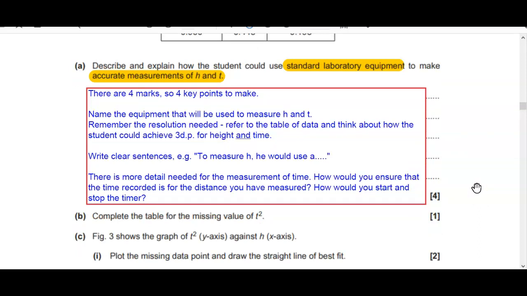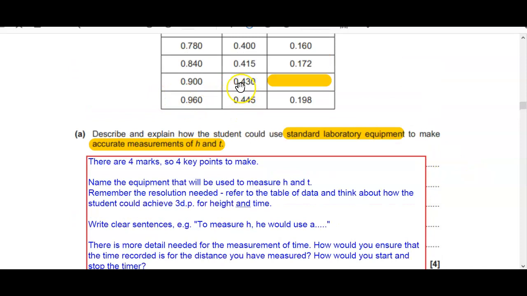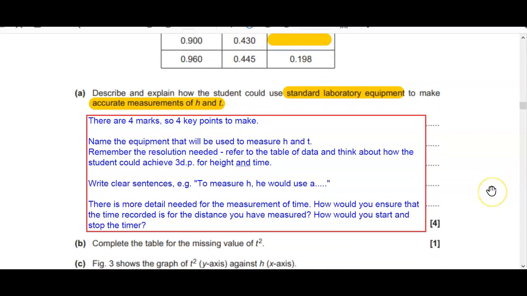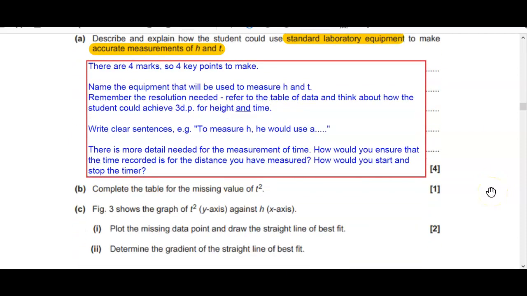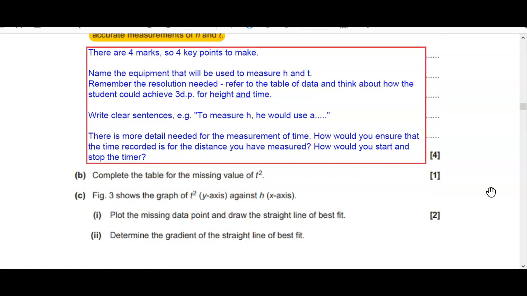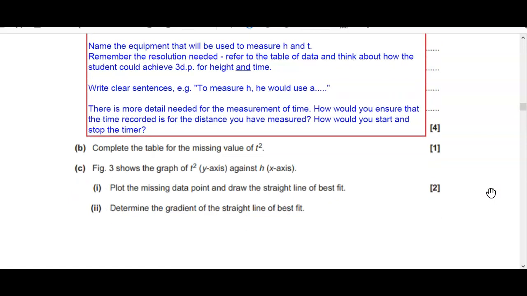Part B says complete the table for the missing value. It's just a case of squaring 0.430 and making sure that your answer is rounded to 3 decimal places there. Part C then goes on to the graph of t squared against h. I haven't explained why it's t squared against h, but we get to that bit later. And because you've got the data in the table above, you can plot the missing data that you've now calculated the value of t squared for, and then draw a line of best fit.